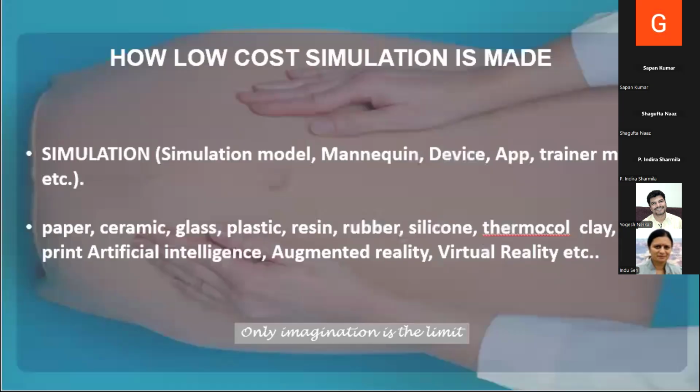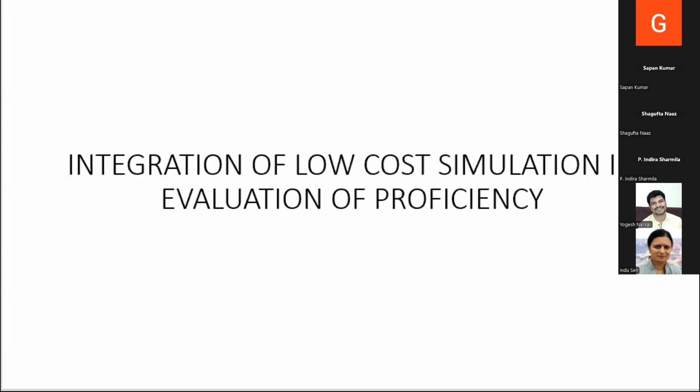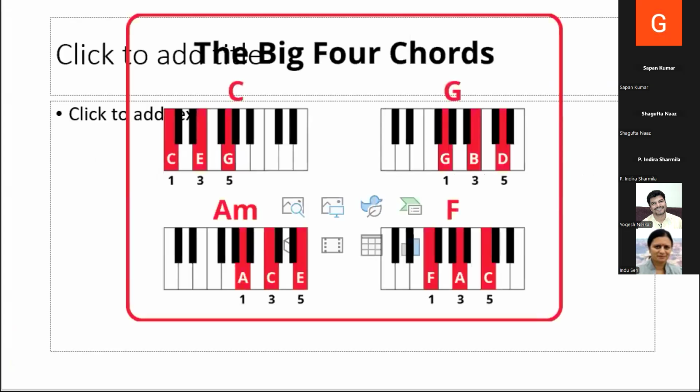clinical skills. And this can be made from paper, ceramic, rubber, silicone, 3D printed. It can be augmented reality or virtual reality. Basically, it can be made from anything. It's only up to our imagination as to what we can use. And how can integration of this low-cost simulation be done to evaluate proficiency?